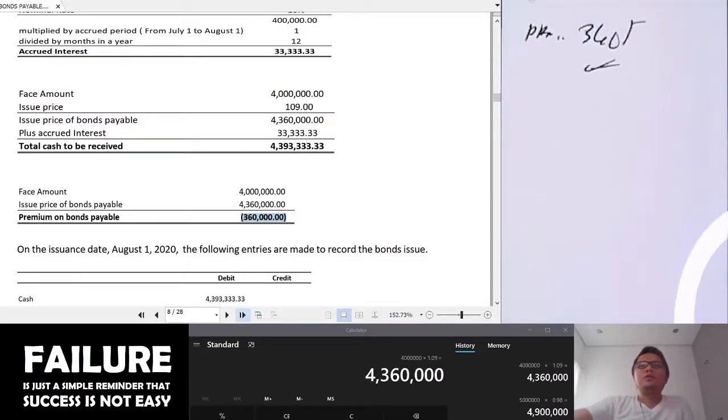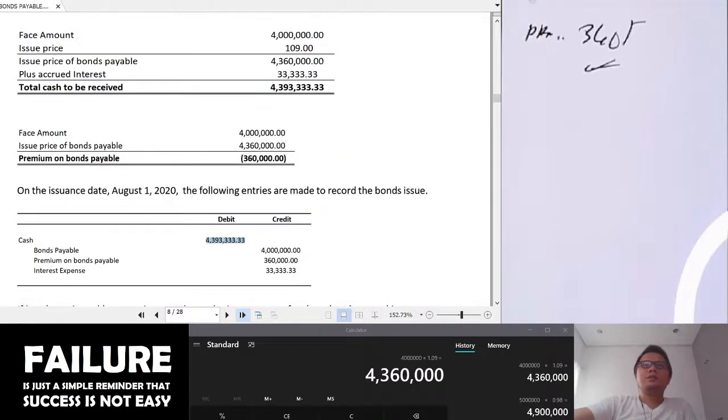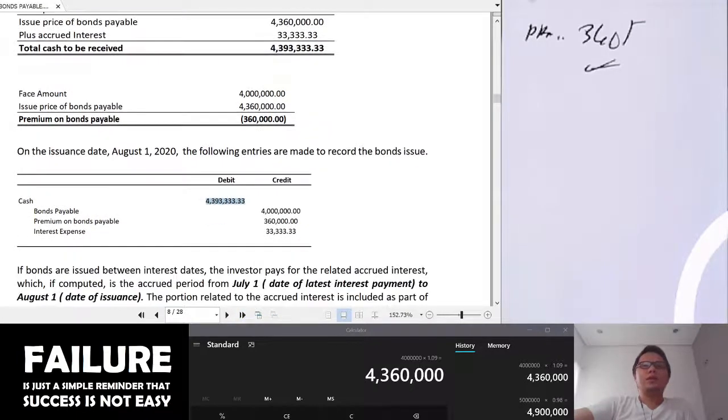So on August 1, 2020, this would basically be our entry. Debit cash for the total cash to be received. Credit bonds payable, again, at face amount. Then, the premium at 360,000. Then, credit to your interest expense at 33,333.